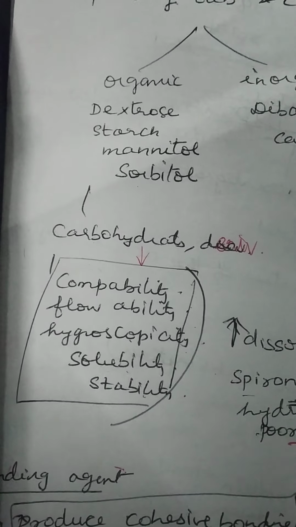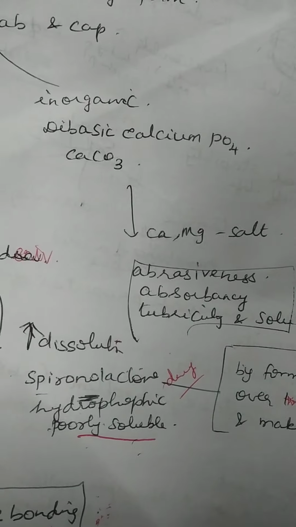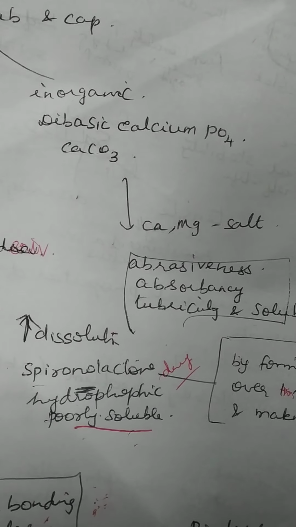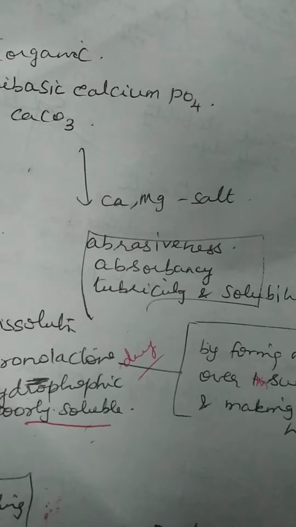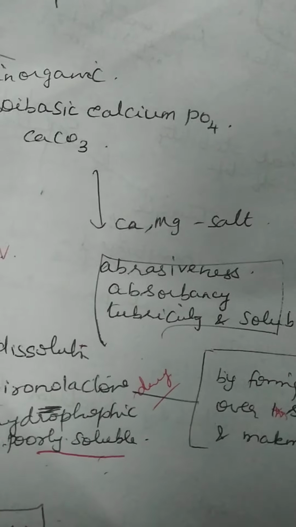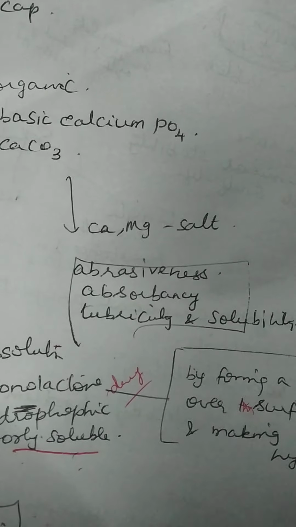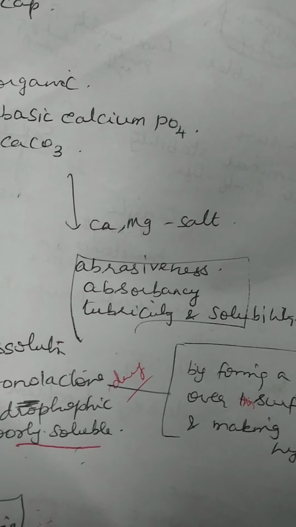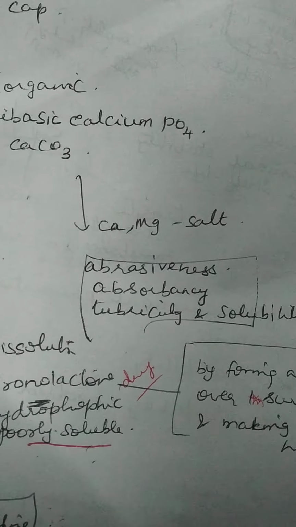And coming to the inorganic diluents, they include magnesium and calcium salts, which exhibit properties like abrasiveness, absorbency, turbidity, lubricity and solubility.